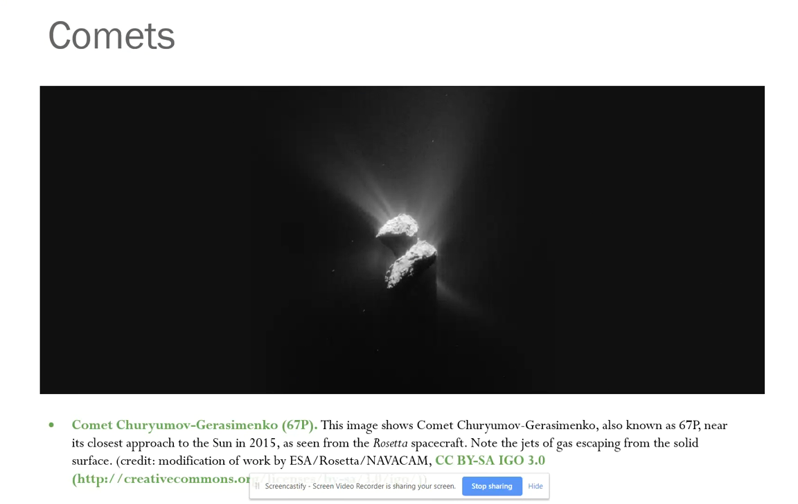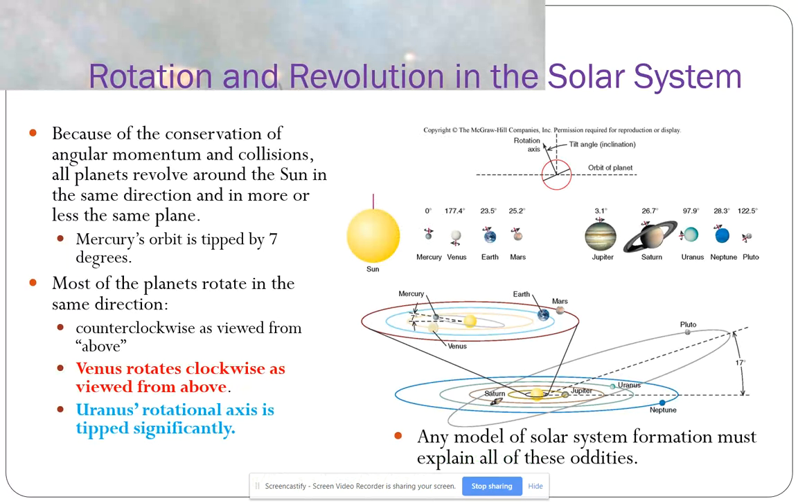Here's a picture of a comet. It's kind of cool, right? Here you see the actual ice of the comet, and when it gets close enough to the sun, you have a lot of gas coming out. You can see there's gas coming out, and we'll talk about comets later. The comets are ice balls that have come close enough to the sun.